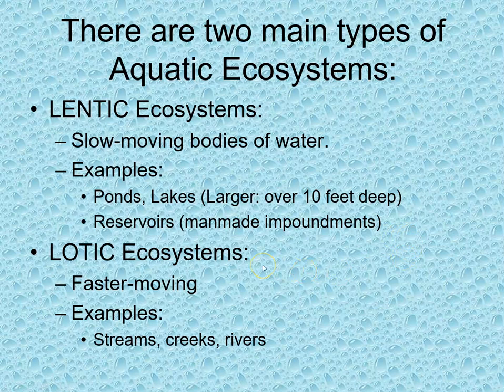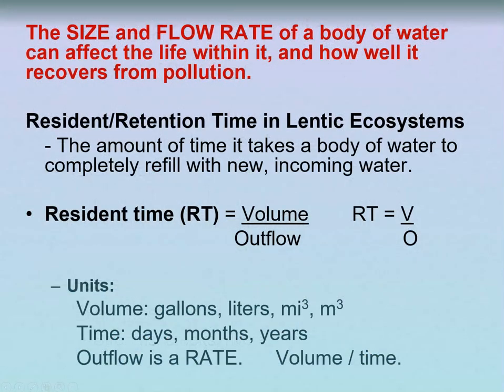And then there's lotic ecosystems, which are faster moving bodies of water, similar to streams, creeks, rivers, brooks, all those things. So we'll start with lentic ecosystems today. What's important to know about any of these from an environmental science perspective, because we're going to be looking at the health and the quality of them, is that the size of them and the flow rate is what determines how well they can deal with and recover from pollution.